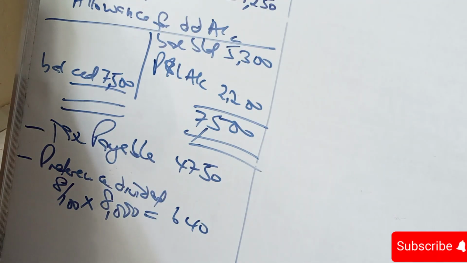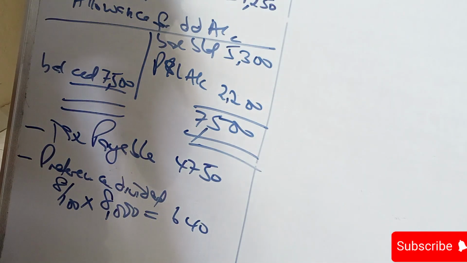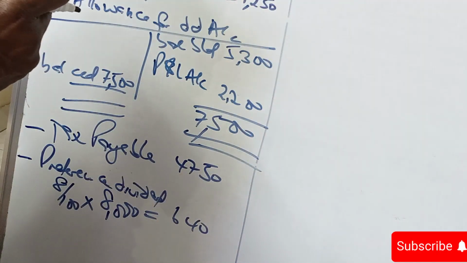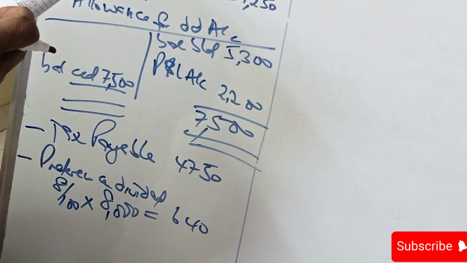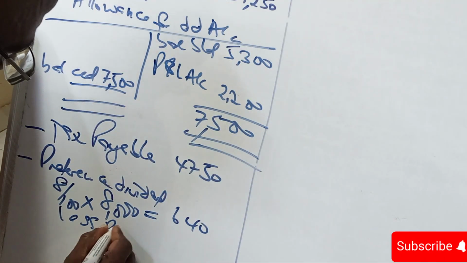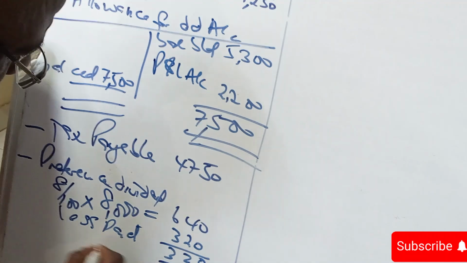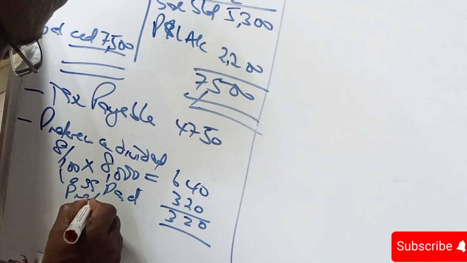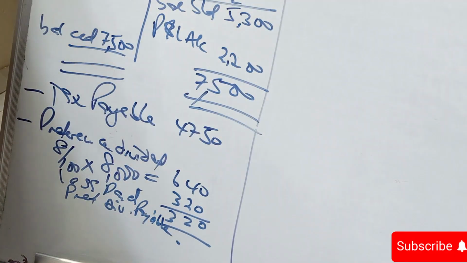Have we paid any dividends from the trial balance? Yes, interim preference dividend paid, amounting to 320. So less paid, 320. Our preference dividend payable is therefore the balance, and it is a current liability.